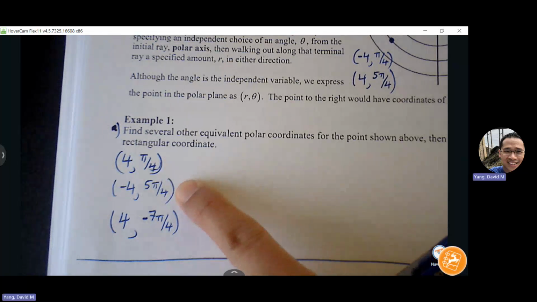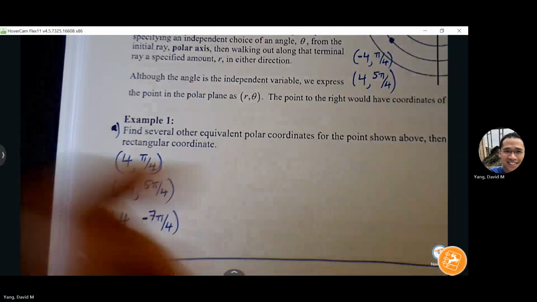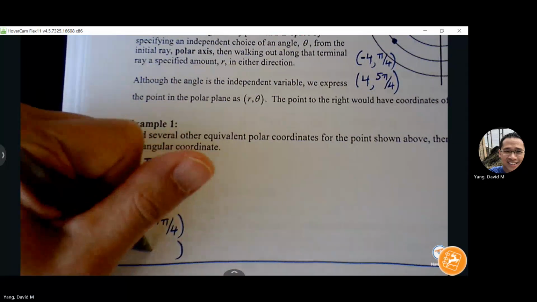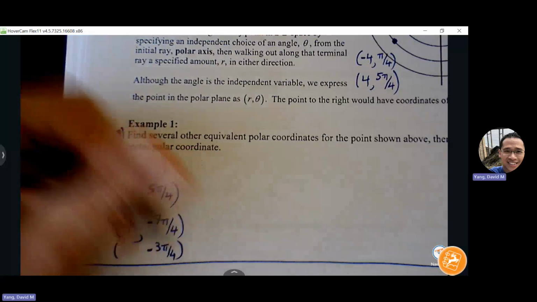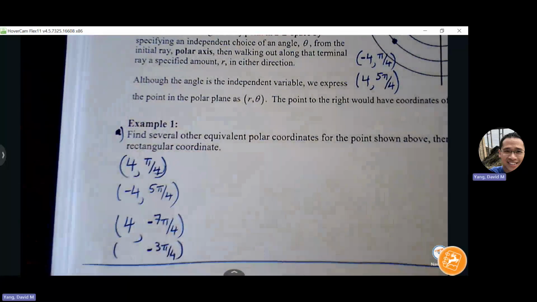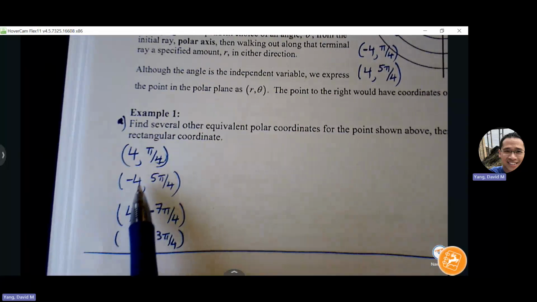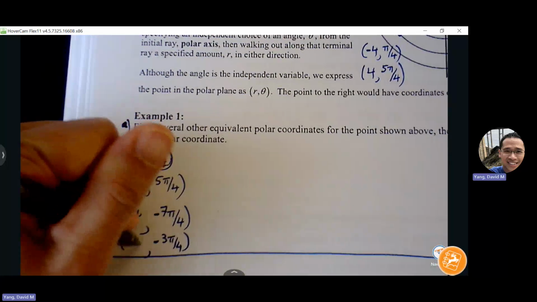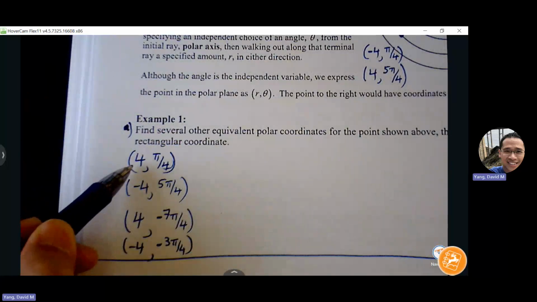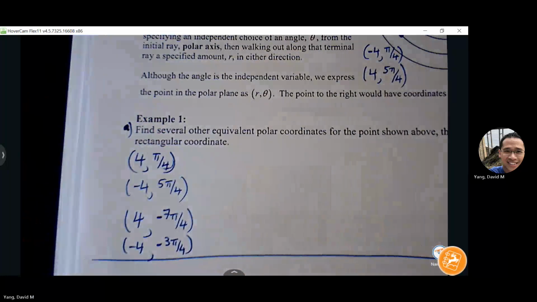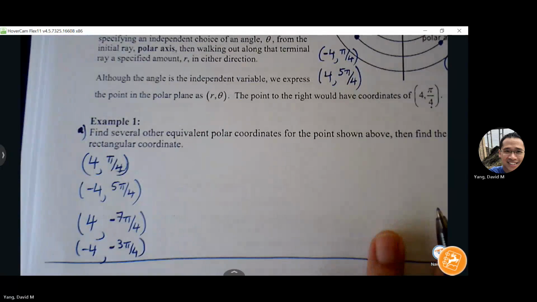And I can take 5 pi over 4, and what if I subtracted 2 pi from 5 pi over 4? -3 pi over 4 will be the same thing as 5 pi over 4. It's just getting to that angle measure from a different direction, but it's still in the third quadrant. And if we walk away from the third quadrant, we'll still end up in the same location as 4 comma pi over 4. Any questions there?